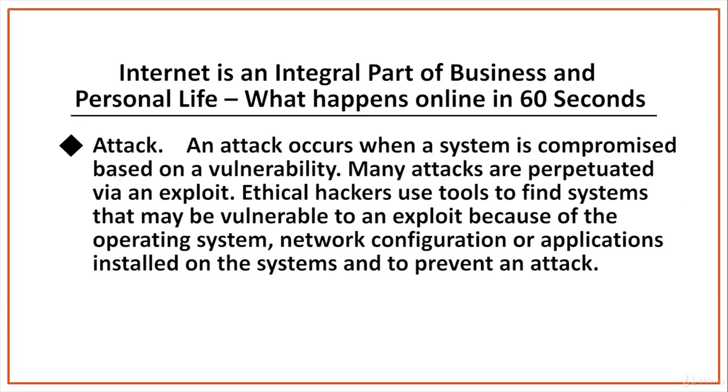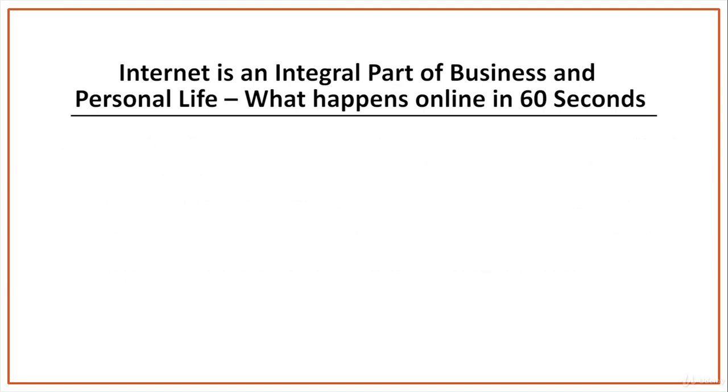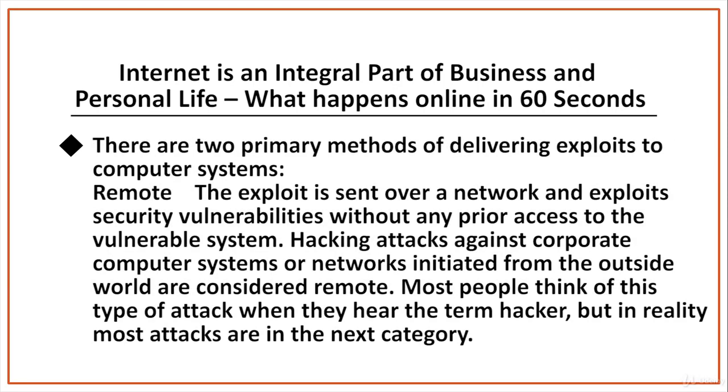Attack. An attack occurs when a system is compromised based on a vulnerability. Many attacks are perpetuated via an exploit. Ethical hackers use tools to find systems that may be vulnerable to an exploit because of the operating system, network configuration, or applications installed on the system and to prevent an attack. There are two primary methods of delivering exploits to computer systems. Remote. The exploit is sent over a network and exploits security vulnerabilities without any prior access to the vulnerable system.